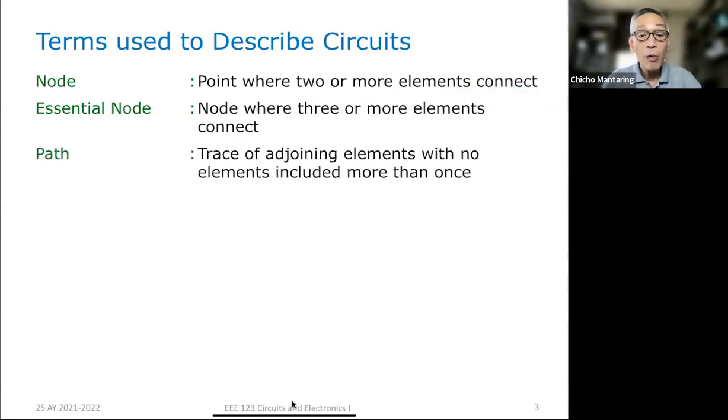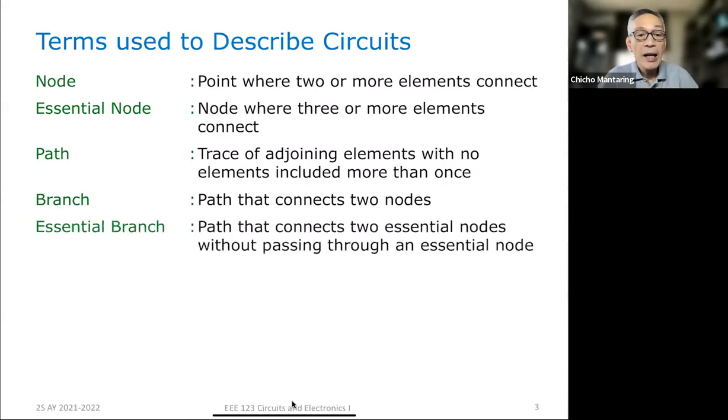Now, what is a path? A path is a trace of adjoining elements with no elements included more than once. Later I'm going to give you an example showing all of these. Now, a branch is a path that connects two nodes. So anytime you have an element between two nodes, that element will constitute a branch. And an essential branch is a path that connects two essential nodes without passing through an essential node. That's an essential branch.